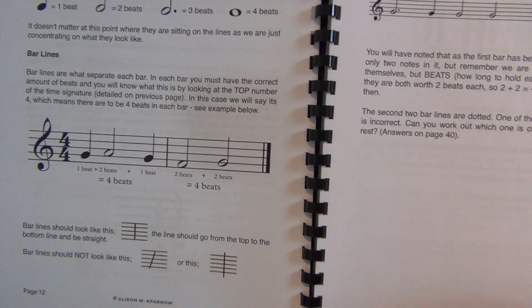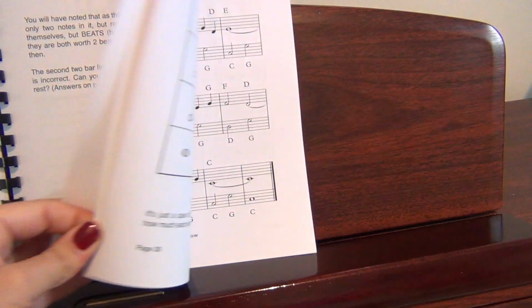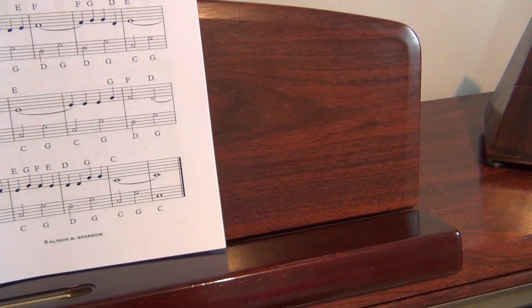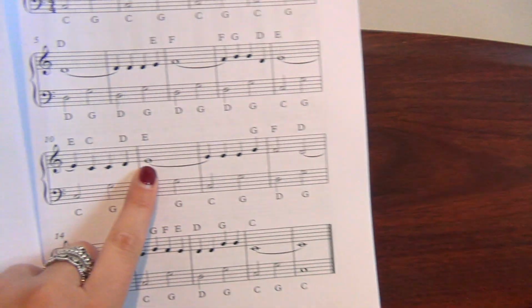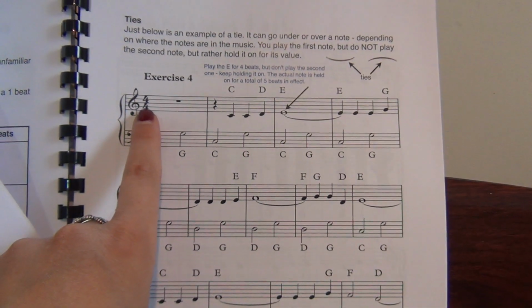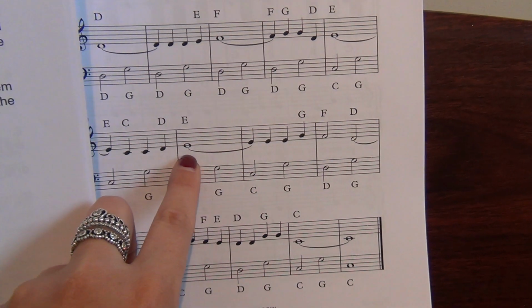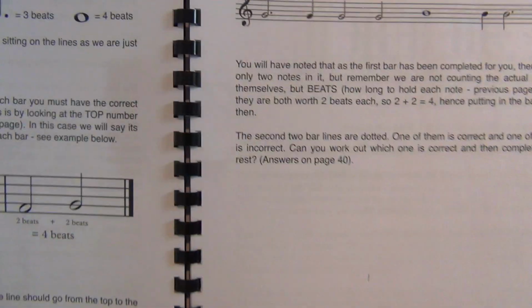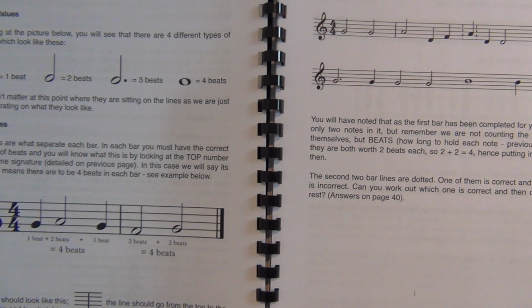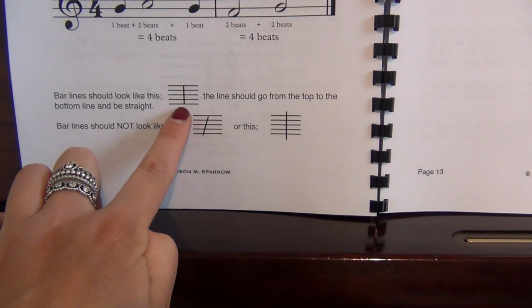So for example, let's see if I can find an example for you. I'm not going to be able to find one now, am I? This one here, for example, only has 1 note in the bar. So we've got 4 beats in a bar here. This bar only has 1 note in, but that note, as you can see from here, is worth 4 beats. So that's absolutely fine.